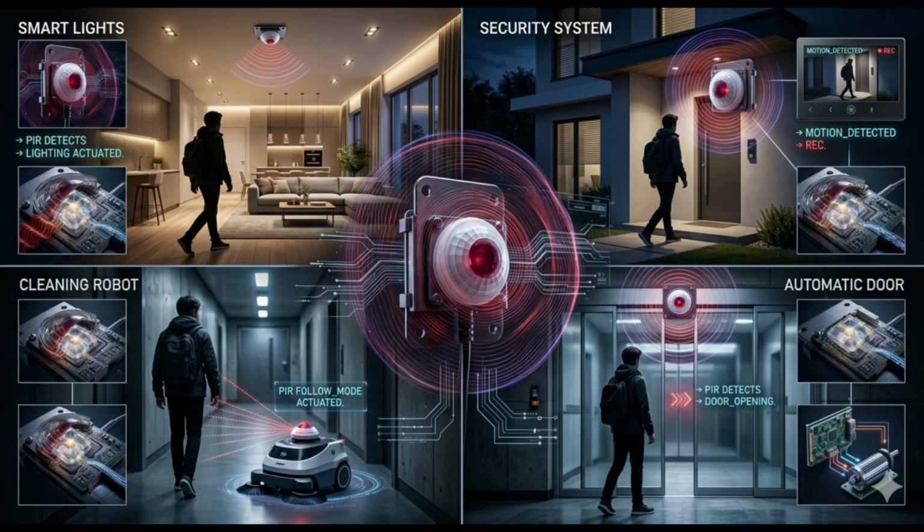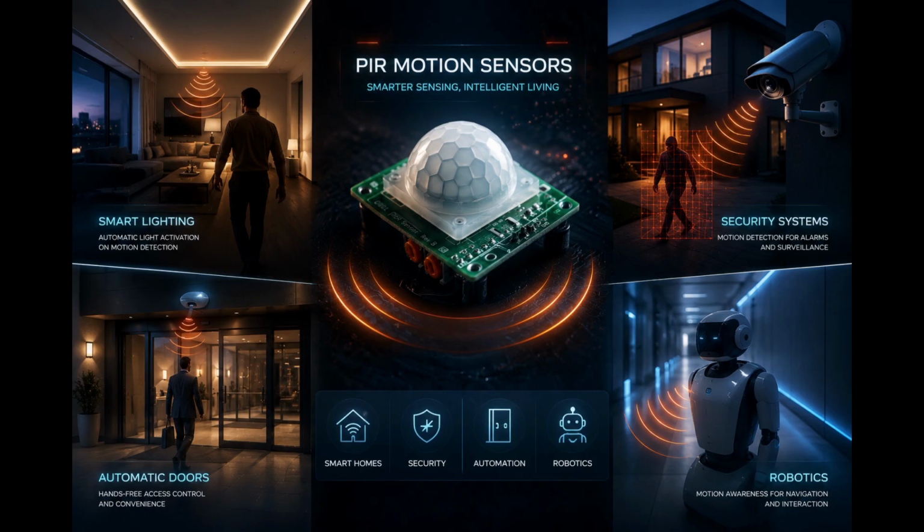PIR sensors are used everywhere. Automatic room lights, security alarms, smart home systems, automatic doors, CCTV systems, energy-saving systems, and robotics projects. Because PIR sensors are cheap, low power and easy to use, they became one of the most popular motion detection sensors in electronics.